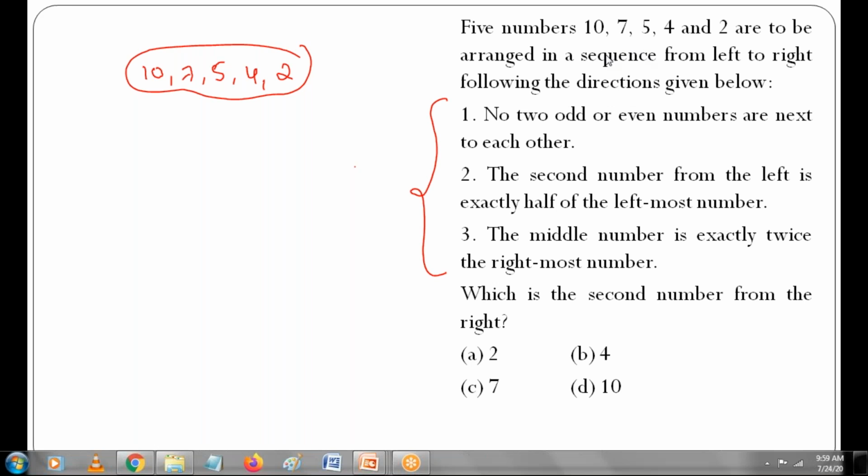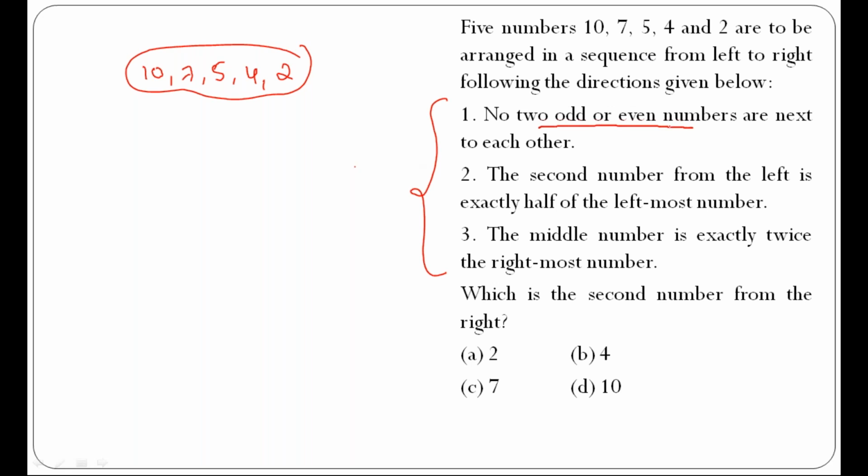So what is the first condition? No two odd numbers or no two even numbers are next to each other. Two even numbers are not allowed. Two odd numbers, consecutive odd numbers, consecutive even numbers, are not allowed. Nothing but adjacent: two adjacent numbers are not even, two adjacent numbers are not odd. That's the first condition.